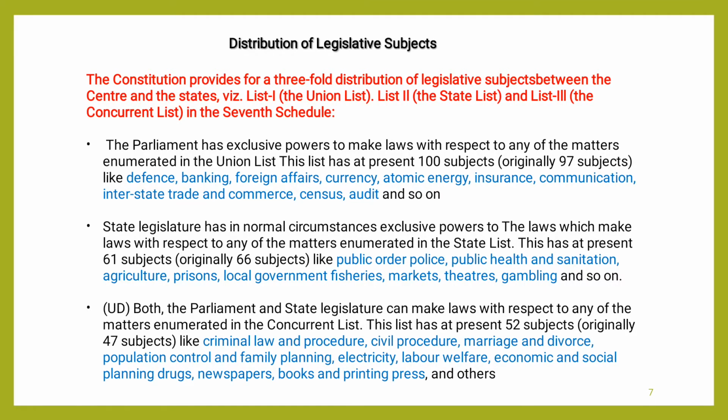Next, let's talk about the concurrent list. The concurrent list is where the parliament and state together act for something. Together, with a unified agreement, they make laws and legislate. There are around 52 subjects in the concurrent list. For example, criminal law and procedure, civil procedure, marriage and divorce, population control, family planning, electricity, labor welfare, economic and social planning, drugs, newspapers, books, and printing press. All this comes under the concurrent list. And this is how the legislative subjects have been distributed among the center and the state.